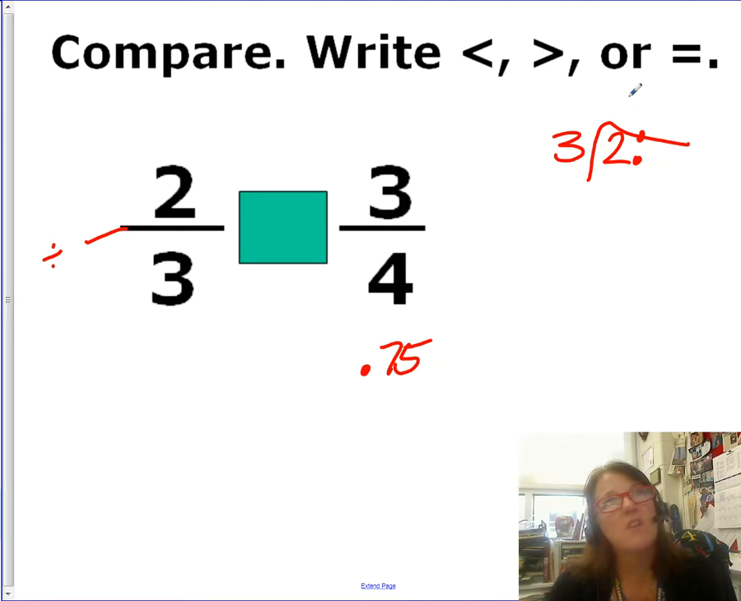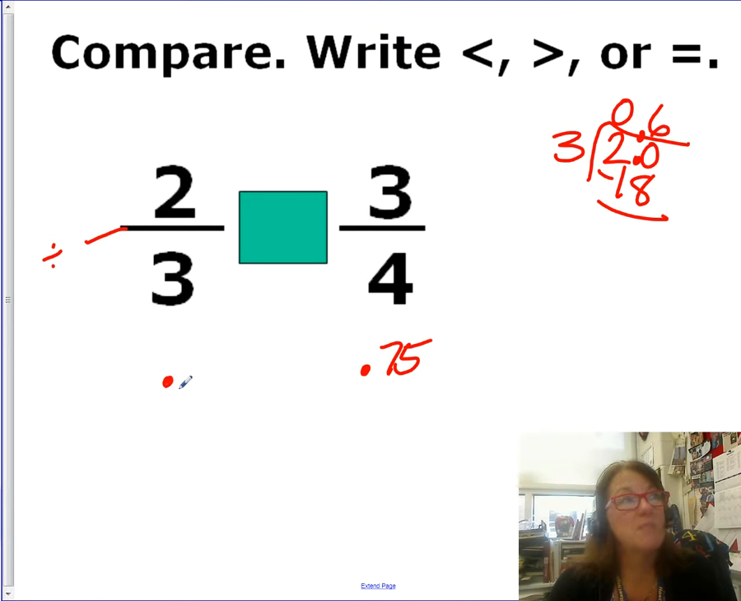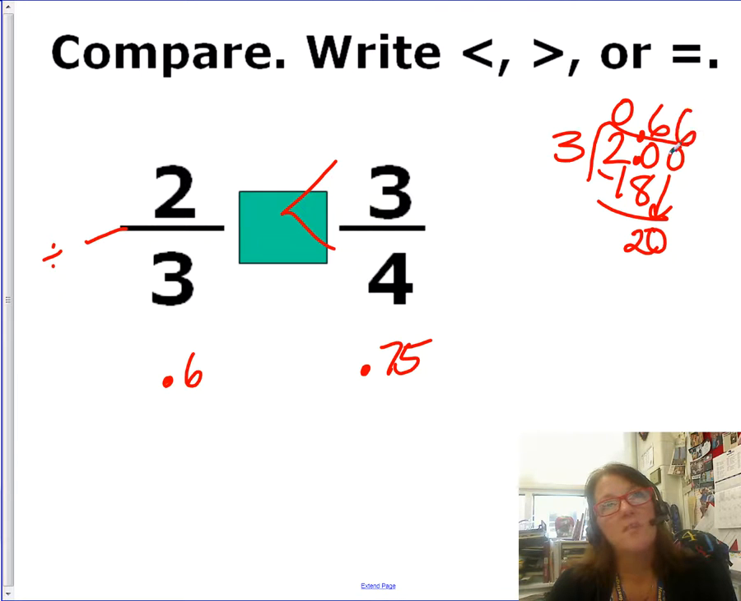And when you start doing the long division here, 3 can't go into 2. 3 can go into 26 times. Get 18. I'm going to notice right away in my 10ths position, I'm already smaller, so it's going to be smaller. This guy actually ends up being 0.6 repeating, and so that's why it's smaller.